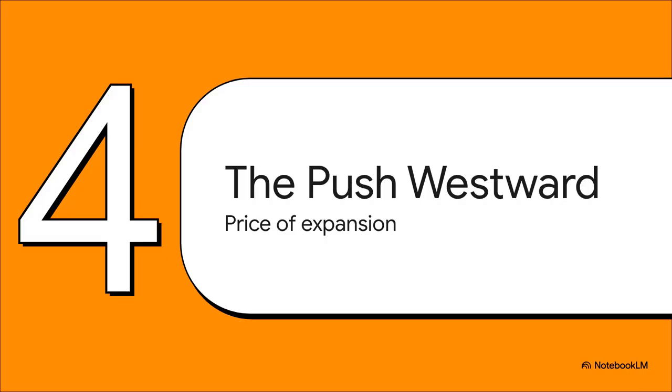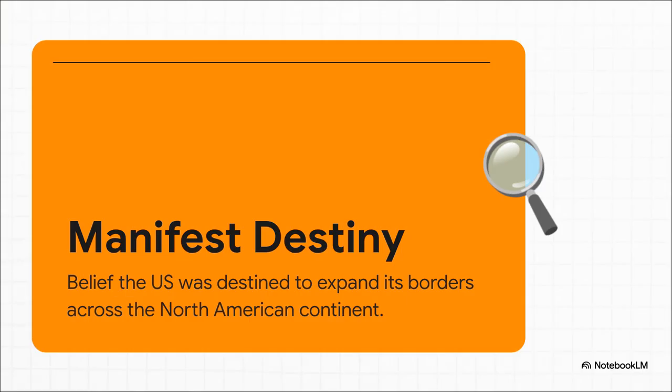All right, let's look at part 4, the push westward, and specifically the steep price of continental expansion. As the Republic survived its really turbulent infancy, this explosive, almost ravenous desire for new land totally took hold. Right at the core of this was manifest destiny. And this wasn't just some political slogan. It was an incredibly potent ideology. Americans genuinely, deeply believed that they were divinely meant to spread their values and borders all the way across the continent to the Pacific Ocean. But of course, that grand expansionist dream came with a devastating human cost.